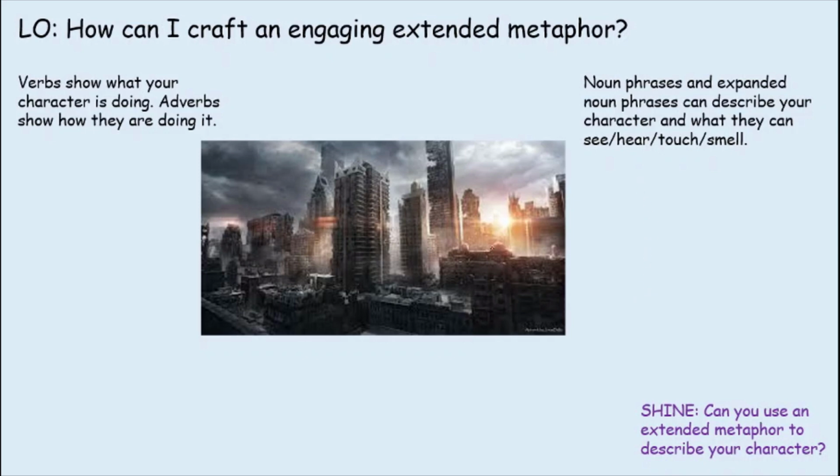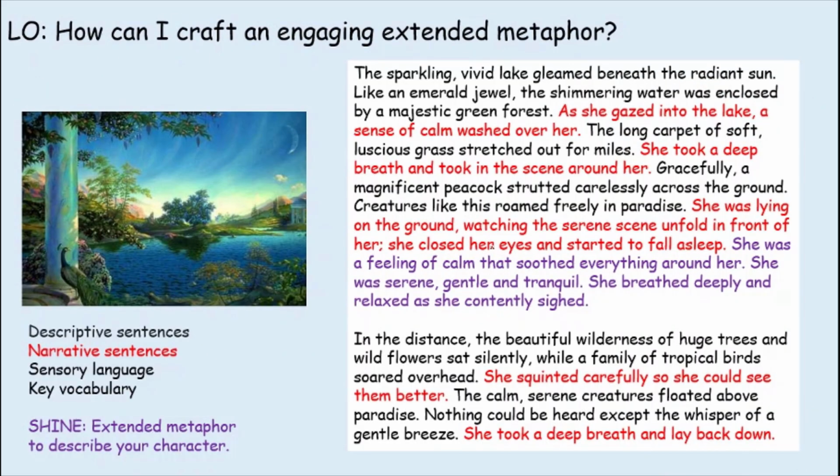Okay, good. So hopefully you've got some verbs and noun phrases that are really going to help with your description. So here's my example. In this opening, you can see I've used descriptive sentences, but I've also intertwined them with narrative sentences, and they're highlighted in red. My descriptive sentences are very similar to what I used before, but now I've popped my narrative sentences in, and I've thought about where I can put narration in. So the sparkling vivid lake gleamed beneath the radiant sun. Like an emerald jewel, the shimmering water was enclosed by a majestic green forest.